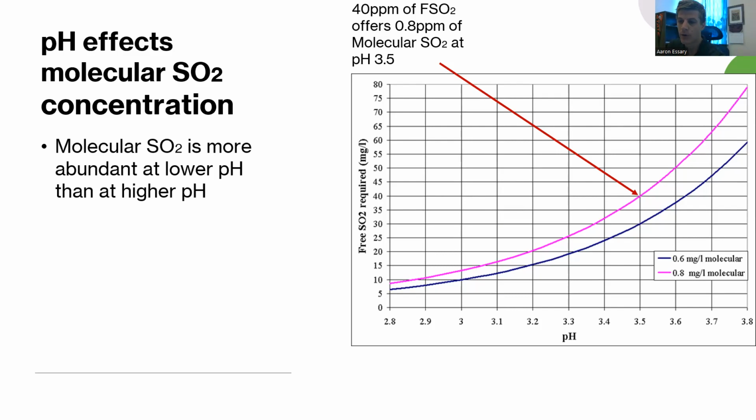If you were to slide upward to a pH of 3.8, you can see, I have some banners in the way, but if you were to slide up to a pH of 3.8 and make an 80 ppm addition, you would still only get less than 1 ppm of molecular SO2 at a 3.8 pH. I hope that makes sense. I know it's a little difficult to understand, but the higher pH you have, the less molecular SO2 available. You'll have a lot of bisulfite available, but very little molecular SO2 available.